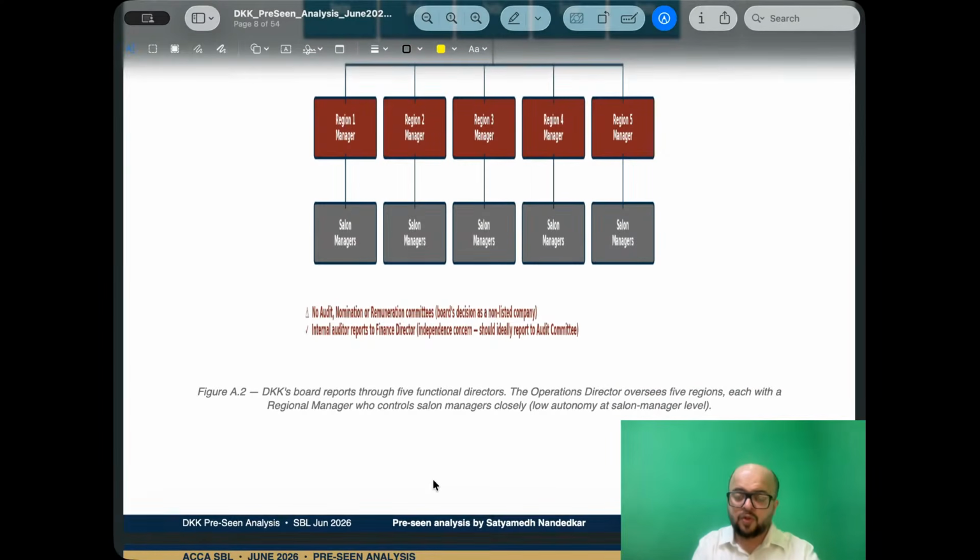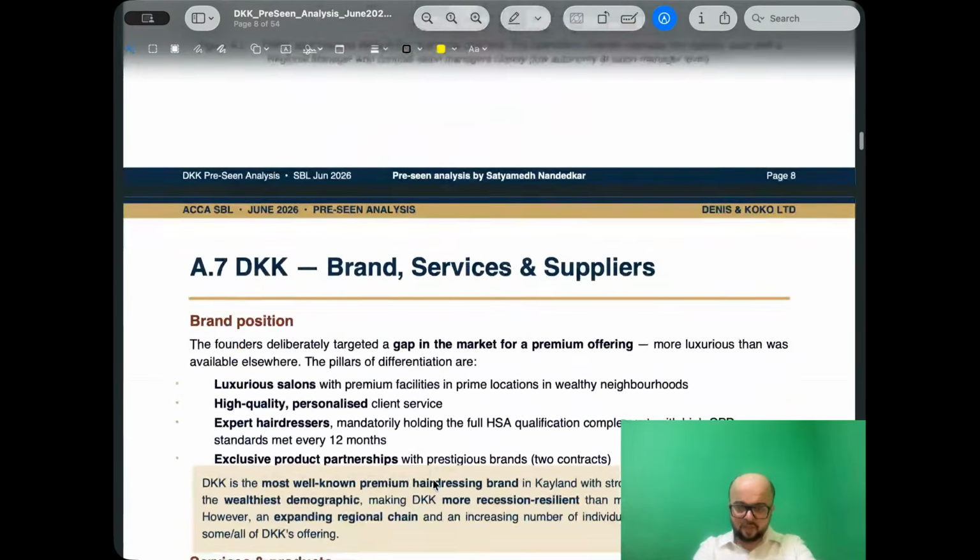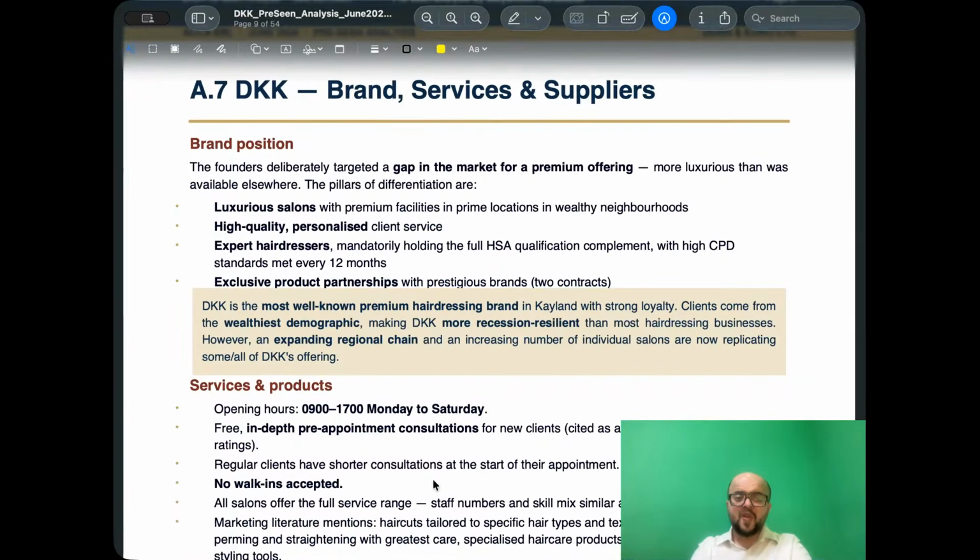DKK's board reports through 5 functional directors. Operations director oversees 5 regions, each with a regional manager who controls salon managers closely. Low autonomy at salon manager level, because if there is close supervision, it will be difficult for him to make independent decisions. Now, by the way, we are only summarizing the information. We will look at the board structure in depth, we will see everything properly, but right now we are just breaking down the data that was given to us.